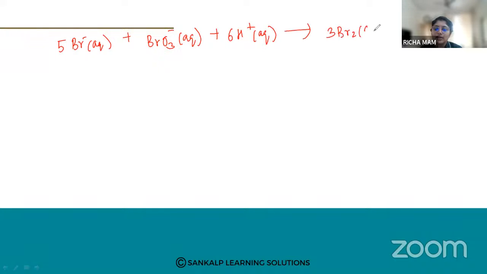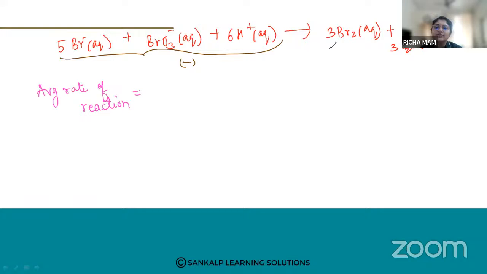Now, I'll give you an equation and you have to tell me how you will write the average rate of reaction: BrO3 minus aqueous plus 6H plus aqueous, giving you 3Br2 aqueous plus 3H2O liquid. Anybody? Till now, you should be perfect. I have taken many examples. On the reactant side you have to take the minus sign, and on the product side you have to take the plus sign.